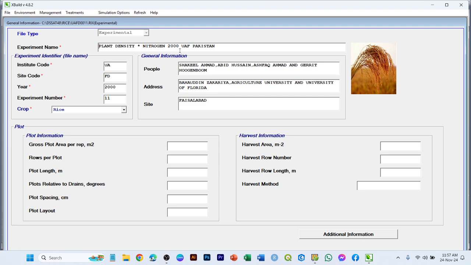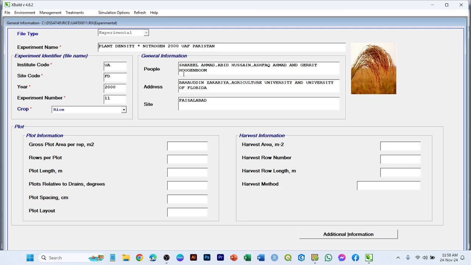Okay? Then institute code, I don't know about this one. Maybe you can give your own code. Only two letters. Here the University of Agriculture is the institute where this experiment was conducted. Okay, UA, University of Agriculture. You can write this one maybe.